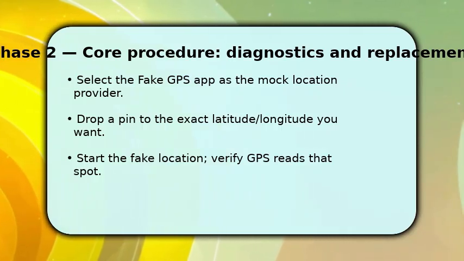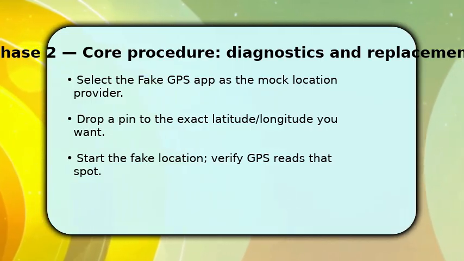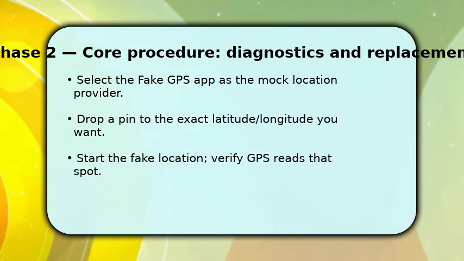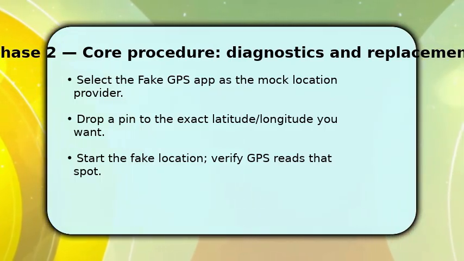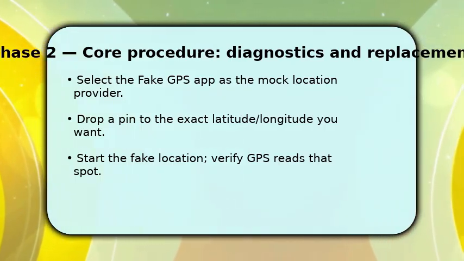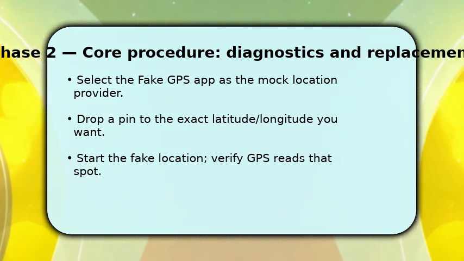Once active, check device location by using a simple Maps app to confirm the phone reports the new coordinates. After verification, force stop Snapchat and clear its cache so it picks up the injected GPS when relaunched. Then open Snapchat to update Snap Map.